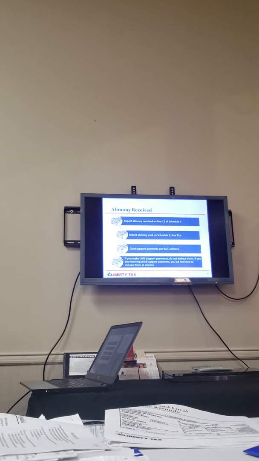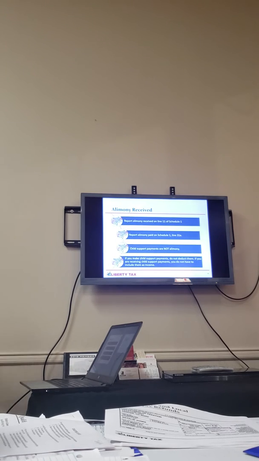Child support payments are not alimony. If you make child support payments, you do not get to deduct that. If you're receiving child support payments, you do not have to include them as income. The person that makes the payment pays tax on them. The person that receives child support does not have to claim it on their taxes. Unlike alimony: if you pay it out, you get to deduct it, and if you receive it, you're taxed on it. And that changed last year, so that's new.